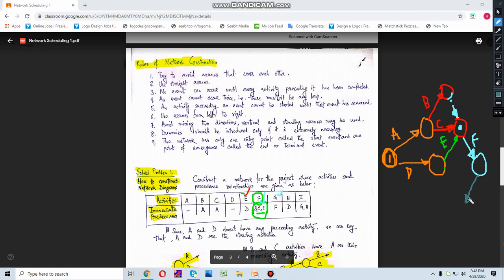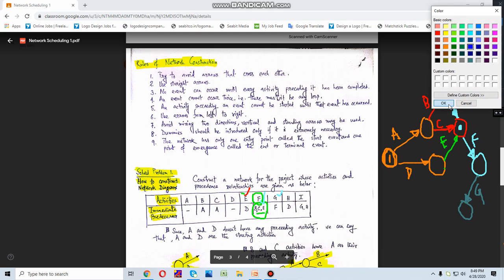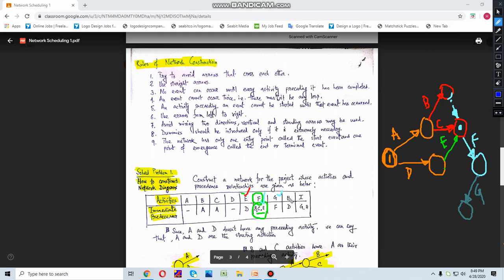So G is being generated from F. I hope you understood till now that the immediate predecessor is what from which the activities are being generated. So if you know the immediate predecessor, then you can start on an activity. Okay, so you can start on an activity. So let us move on to H.